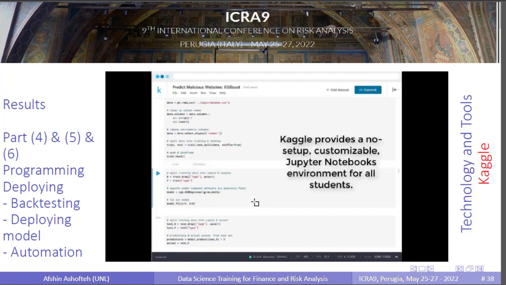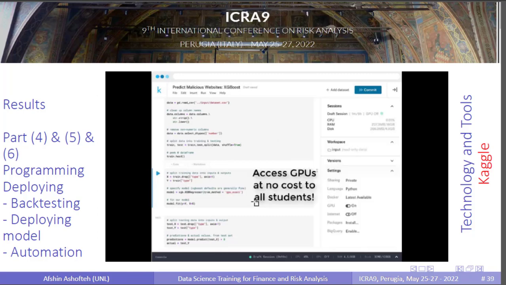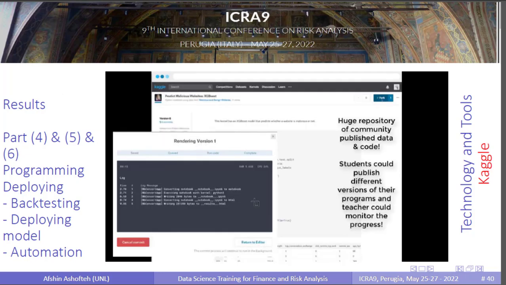It provides an environment to teach Python, R, data science, and machine learning, and gives the students an equal platform without the need to set up anything on their personal computers, completely online. With free but of course limited computational power, even GPU, which is enough for learning purposes. Students could publish their codes as different versions, and the teacher could follow how they are going.